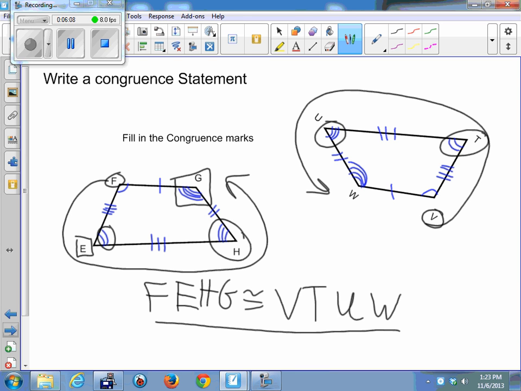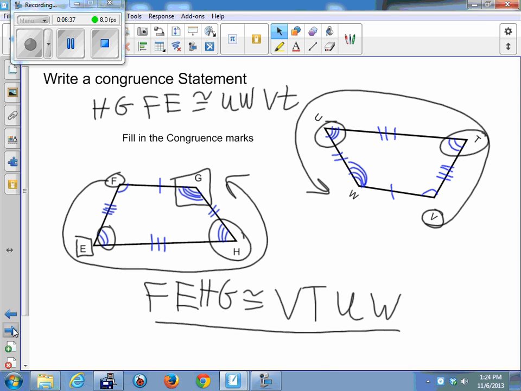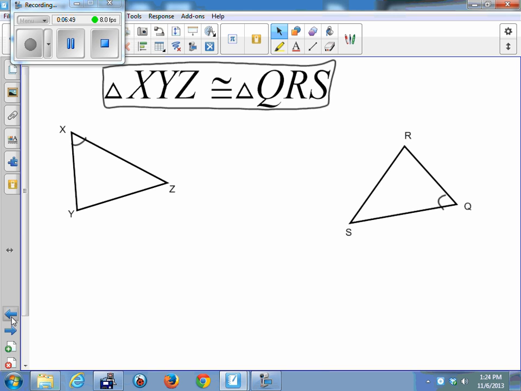These can be in a different order, but they have to stay in the same order as F, E, H, G. For instance, let me give you another example. You could do H, G, F, E is congruent to U, W, V, T. So the position can change, but they need to stay in the same order. Don't forget your homework is writing the congruent statements for those triangles that you saw here. You need to fill in all the angles and all the sides.